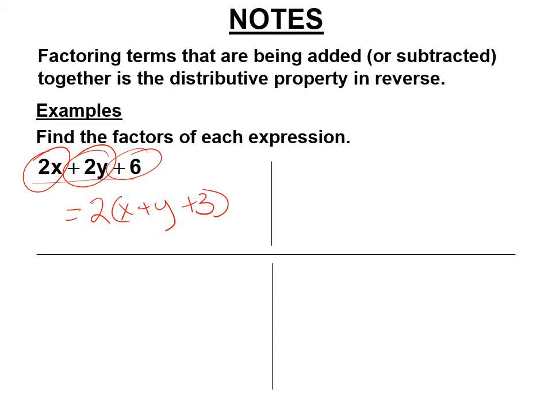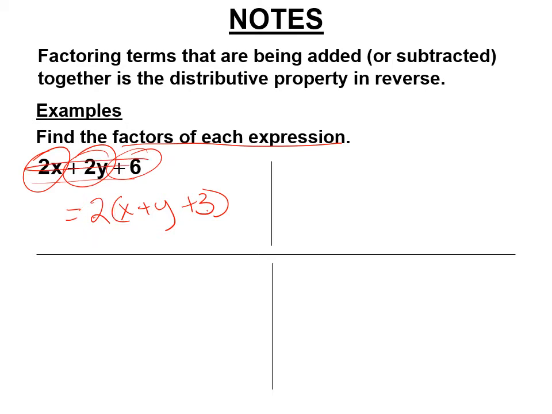And so let's understand that. The factors of the two things that multiplied it, there's two things there. 2 is a factor, and this whole thing in parentheses is a factor. So 2 is a factor, and x plus y plus 3 is a factor.